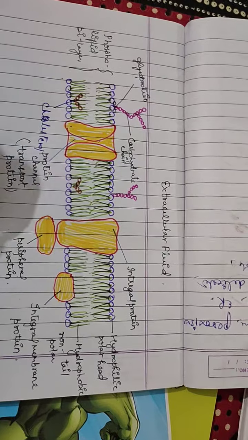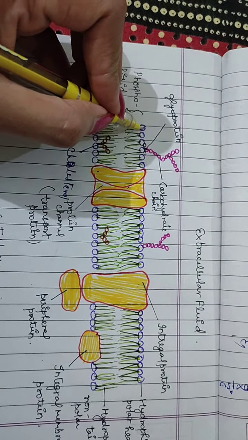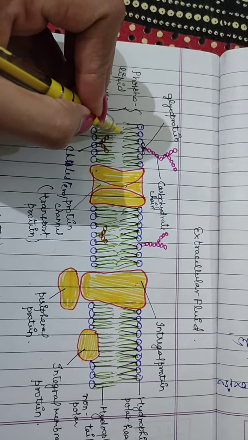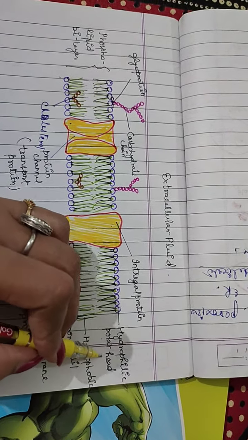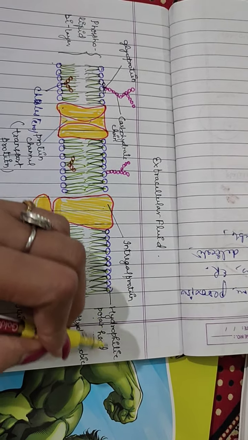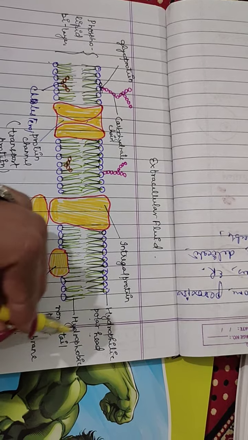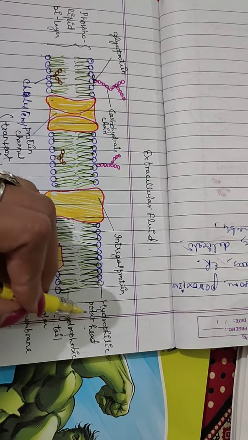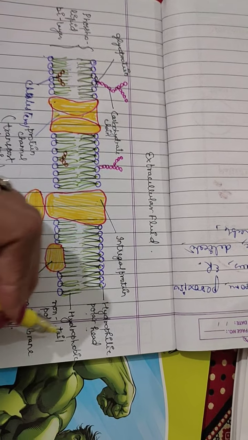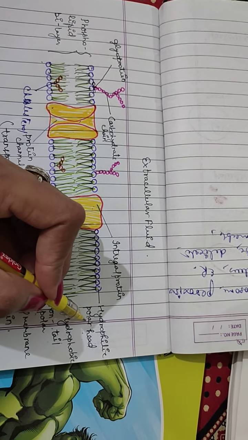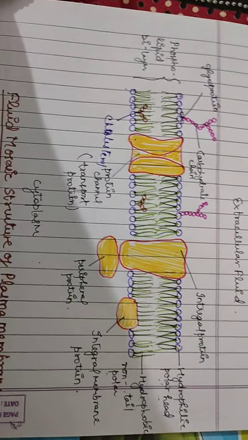And then you can say there is a structure like head and tail. So this is the hydrophilic polar head, and hydrophobic non-polar tail. Hydrophilic means water loving and hydrophobic means water hating.